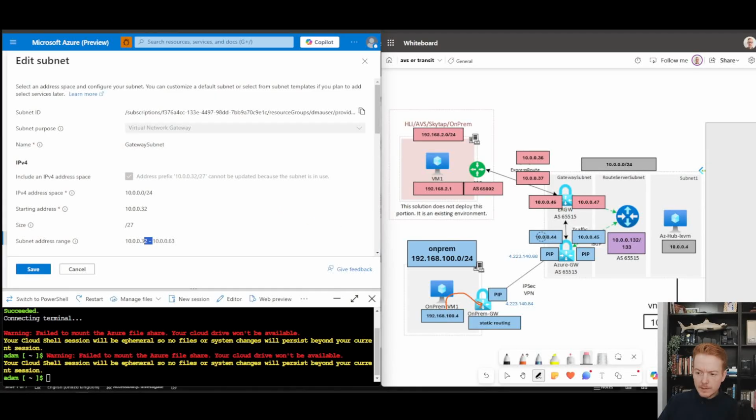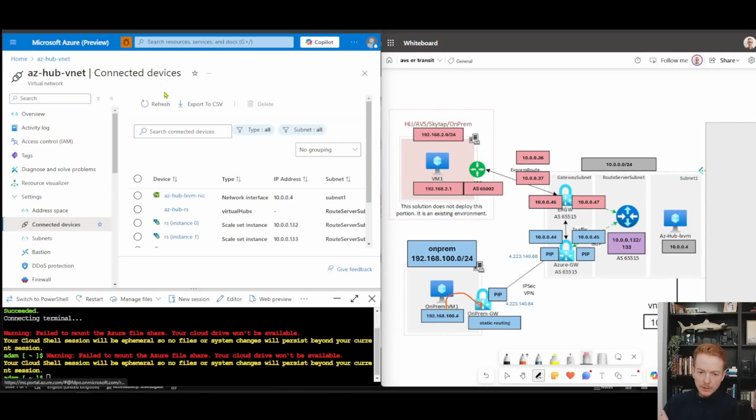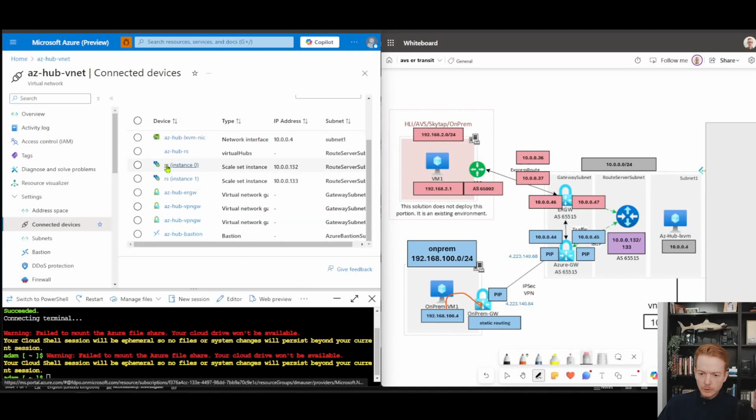So I've showed you where these IP addresses come from, the blue IPs. We can look at Azure Route Server. Azure Route Server gets deployed in its own subnet called Route Server Subnet. If we look in connected devices on the virtual network, you actually see the two instances of the route server, 0 and 1, and those are the IPs there.